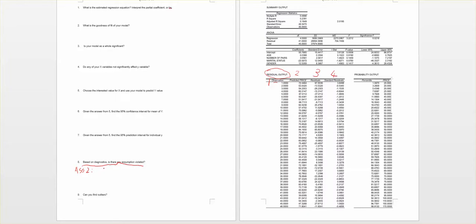So when you choose the x axis in Excel, you will choose column 2, and for the y axis you will choose column 3. So this plot is called residual versus predicted y value.